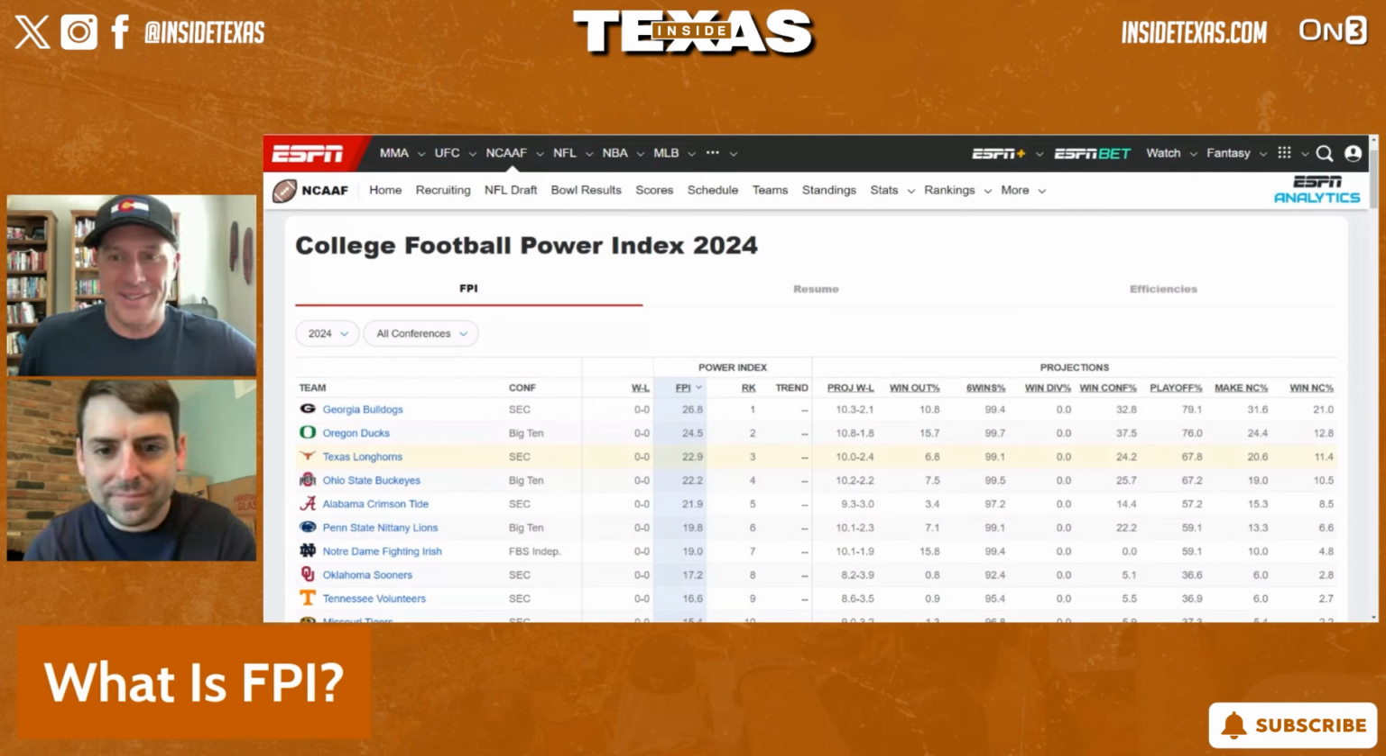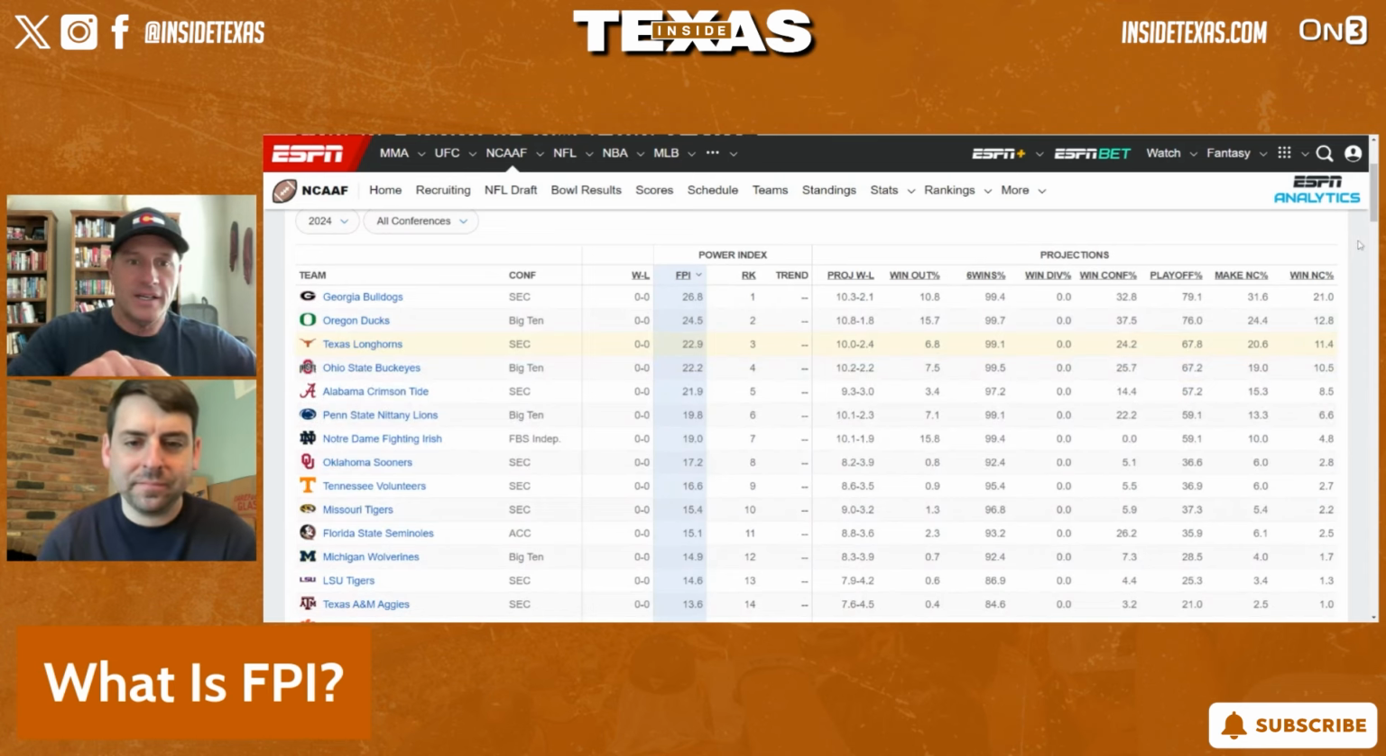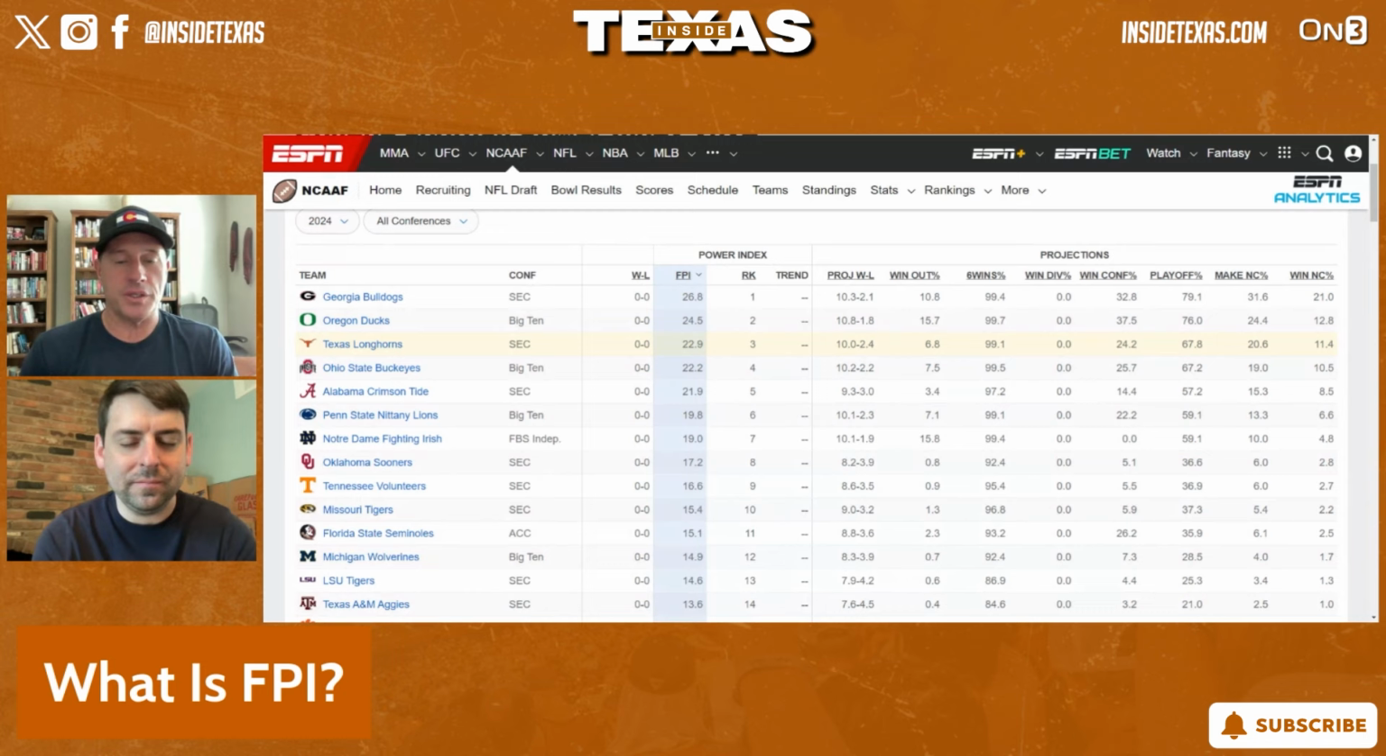Percentage chance to win the conference, make the playoffs, make the national championship game, and win the national championship. This is derived straight from the FPI. Now, as Ian said, if you look at the fourth column, team, conference, win, loss, and FPI, the FPI number is actually reflecting what he said. This is your expected margin of victory on a neutral field against an average FBS team.